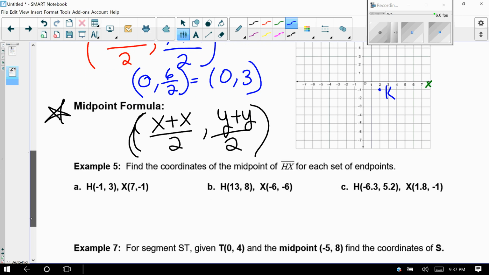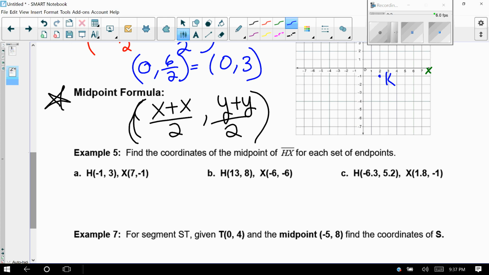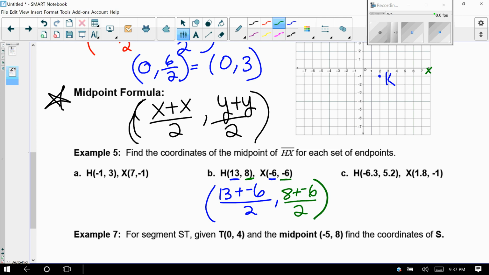I'm going to do a couple of these for you, and then I want you to try these out, okay? So remember, we're going to start with the x values. I want you to start with 13 and start with -6. So I'm going to plug those in first. 13 plus -6 divided by 2. And then put a comma. And then let's do the y values, 8 and -6. 8 plus -6, and then divide that by 2. Use your handy dandy calculator.